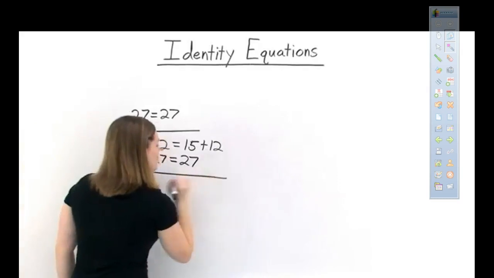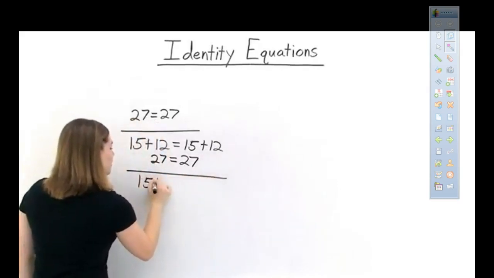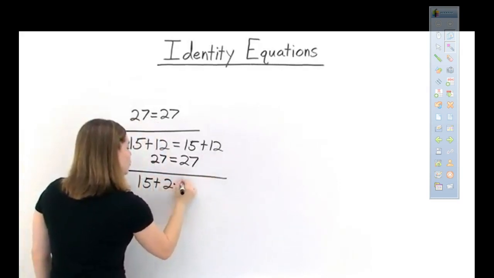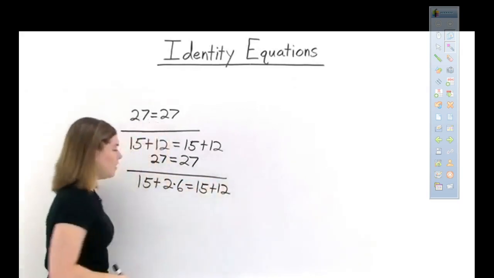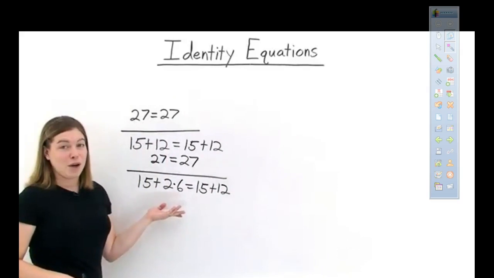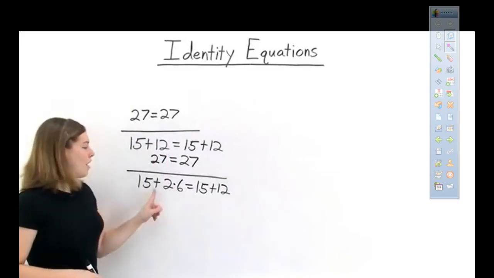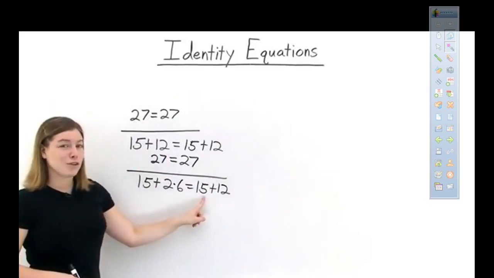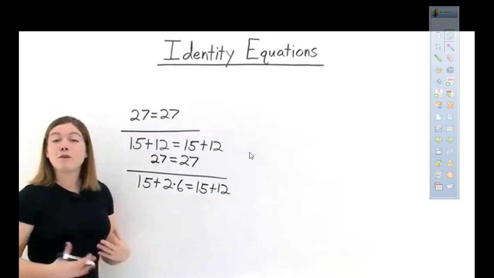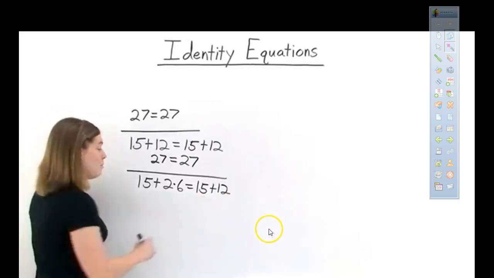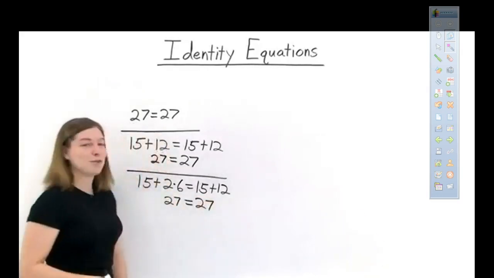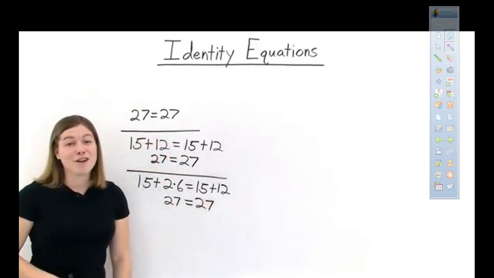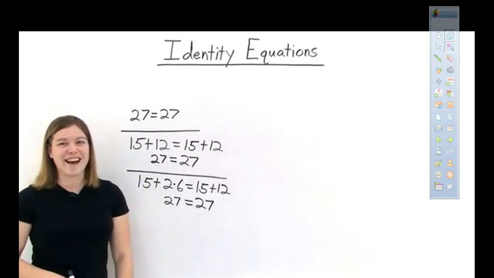Now, let's add some more operations to it. Let's have 15 plus 2 times 6 equals 15 plus 12. This is another identity equation. But now, the left-hand side does not look identical to the right-hand side. But if we simplify, they do end up becoming a true statement. Again, 27 equals 27. So we have another identity equation, just in disguise.